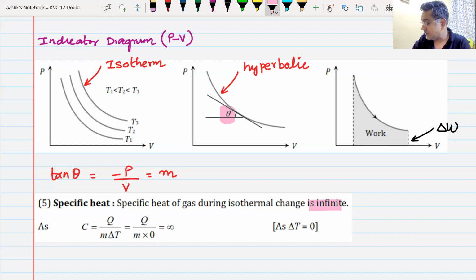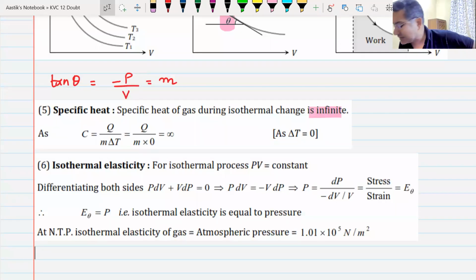Again, I keep on insisting that whatever we are doing are potential questions. Point number 6 is basically for your chemistry part. It can also come for physics. That is known as the isothermal elasticity of this gas for this process. You don't have to understand this. Whatever is written, that's just a proof. What you have to understand is that the isothermal elasticity for this process is P.